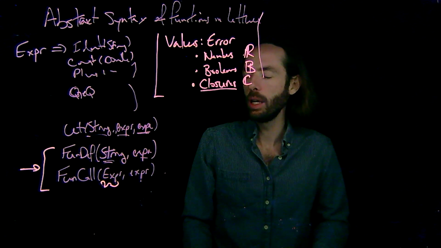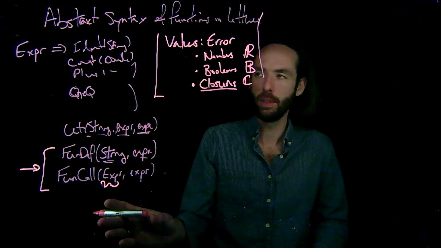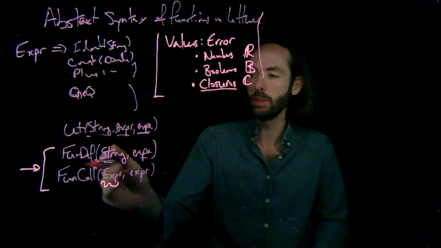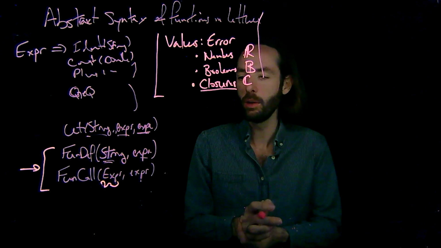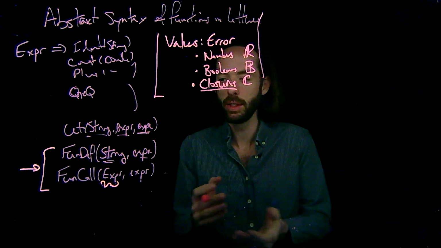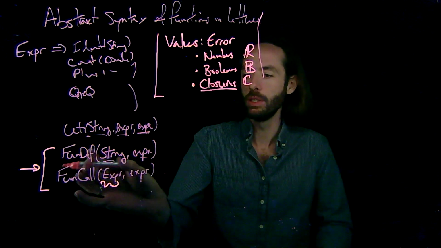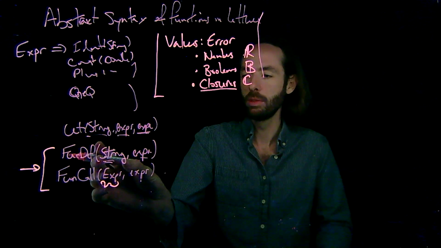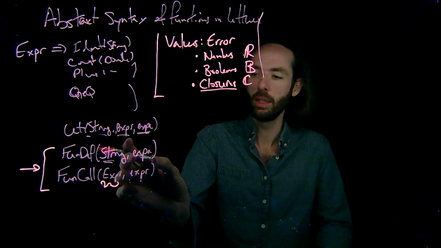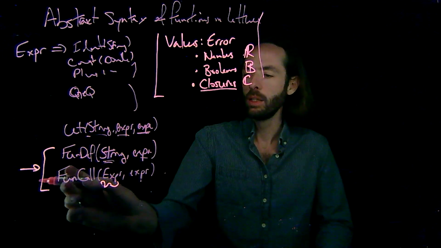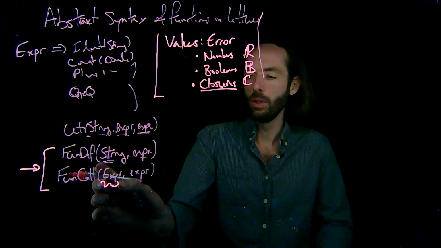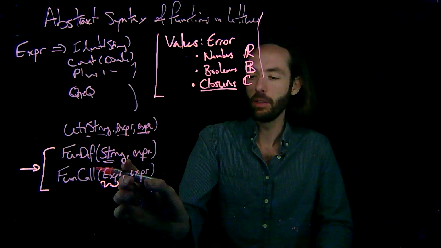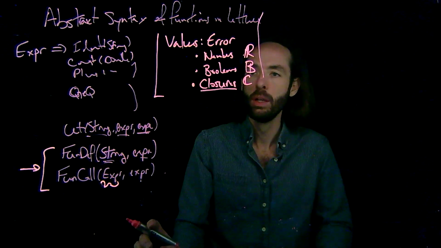Okay, so we've looked at the concrete syntax for functions in Lattice, and we've also looked at the abstract syntax. And hopefully you are able to see how we would transfer from the concrete to the abstract, right? We have fundef, where this string corresponds to the parameter, and then this is the body of the function. And then funcall, where this is going to be the identifier of the function itself, and this is going to be the value that we're passing to that function.